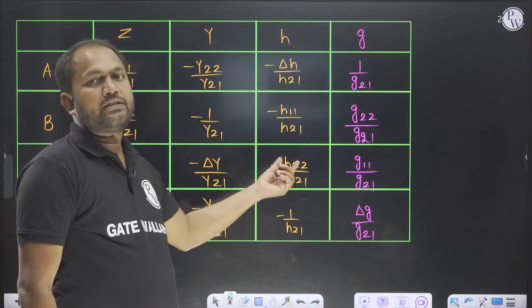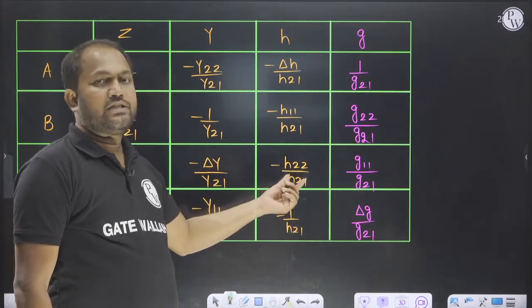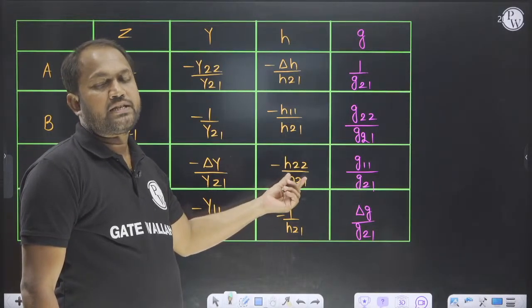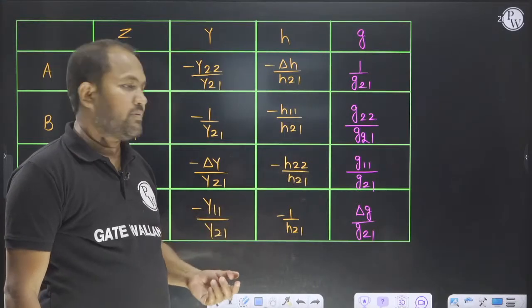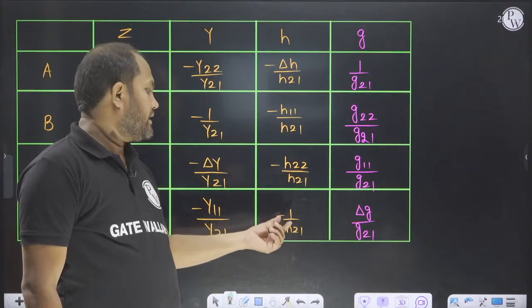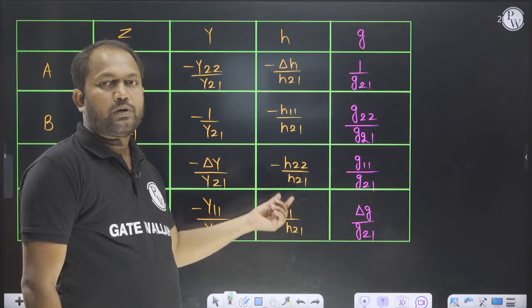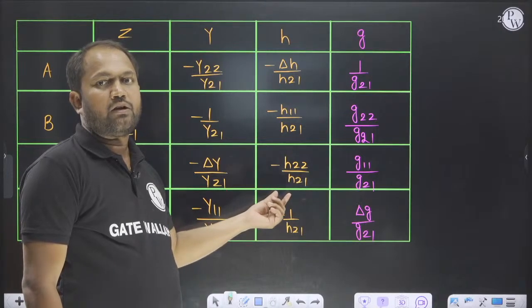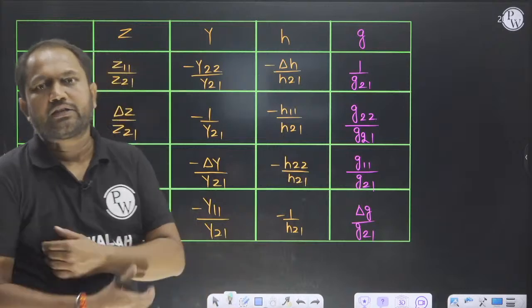H22 will be written as G11 upon delta G, and H21 will be written as minus G21 upon delta G. Delta G will be cancelled out, minus will be cancelled out. 1 by H21, I can write H21 as minus G21 upon delta G, minus will be cancelled out, delta G upon G21. So just replace the inverse and you will get the answer.